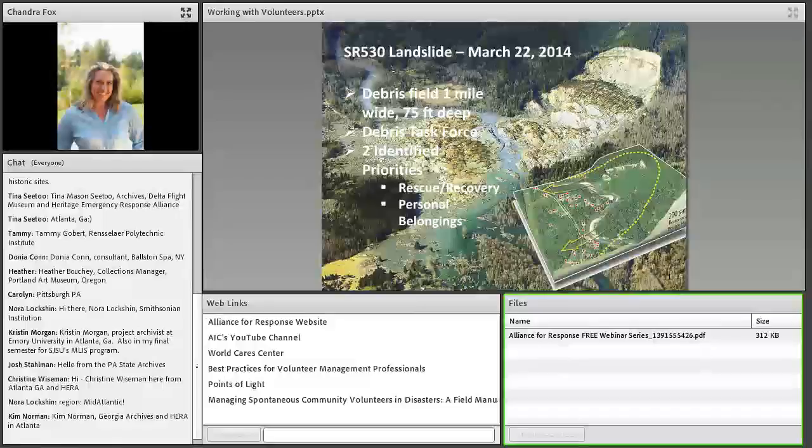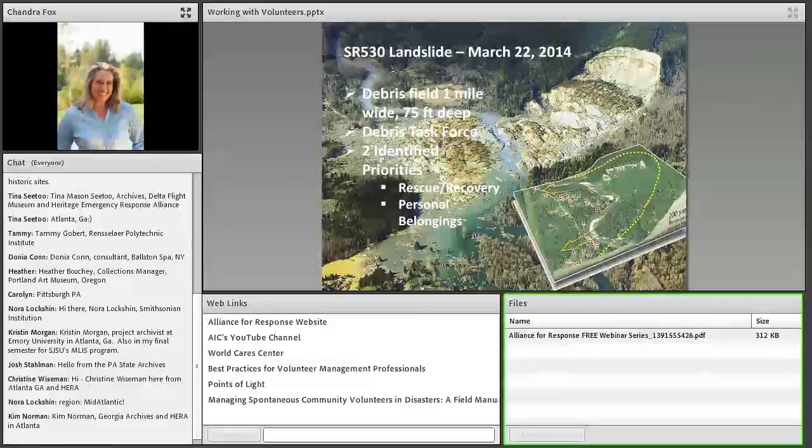And the debris field was a mile wide. It was 75 feet deep at its deepest point. And I was deployed to that response as part of the debris task force. And the reason I was deployed as part of the debris task force was because several years prior, I had been very involved in the development of the county's disaster debris plan. My home agency was a major stakeholder in that plan, and so I was very involved in that plan development.